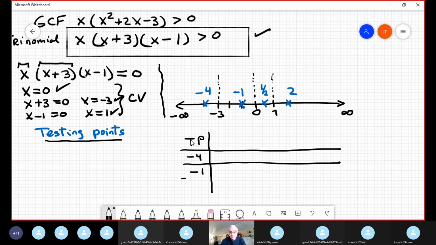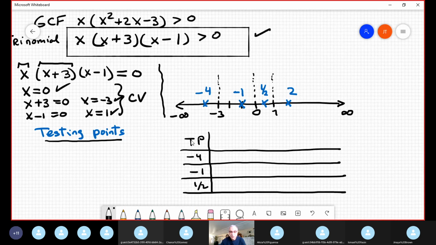Negative 1, half, and 2. In this case, we have 4 testing points because we have 4 intervals. And now in the column, you write the factor one by one.